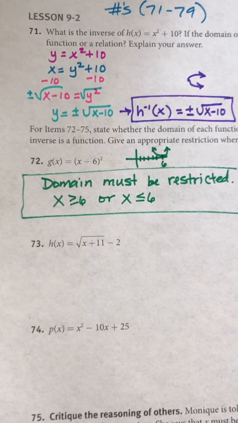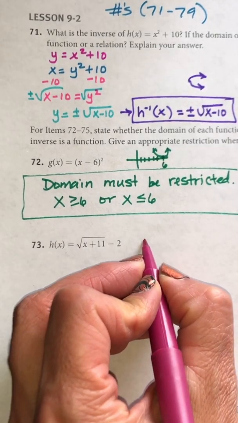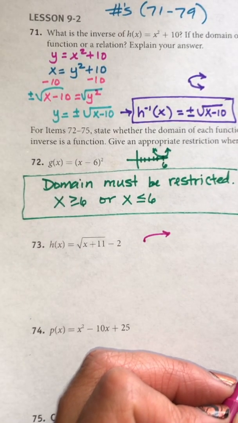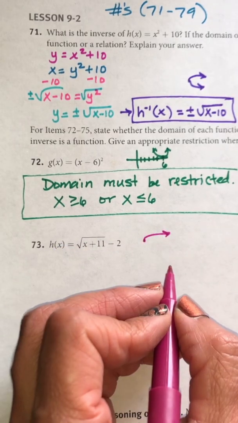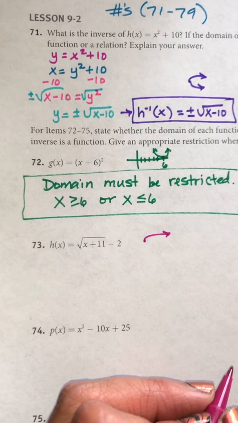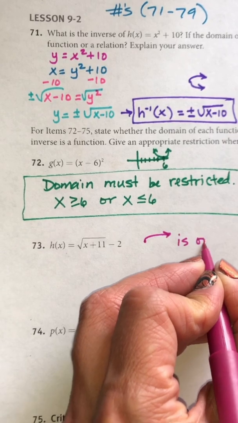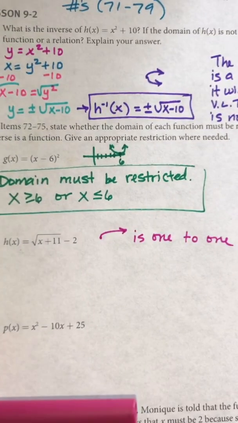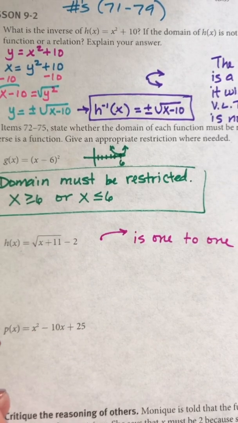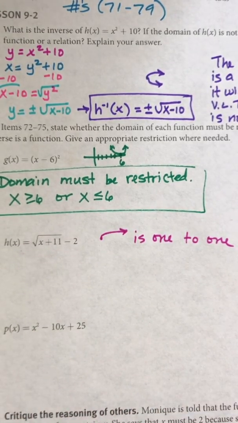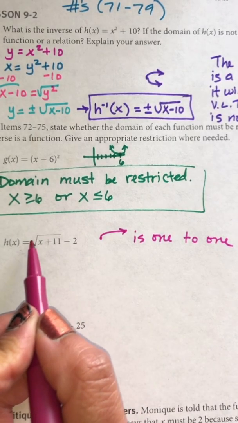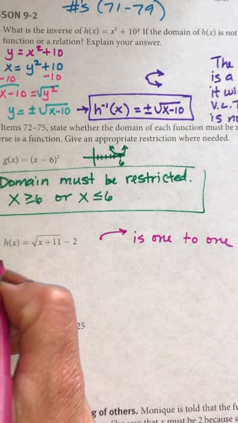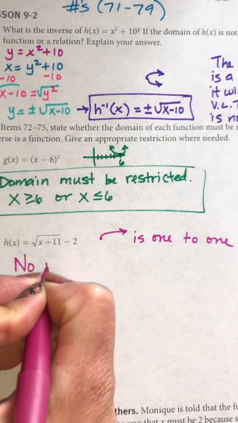H of x, number 73. H of x equals the square root of x plus 11 minus 2. This is a square root function. Okay, so that means that it's going to pass the vertical line test and the horizontal line test. So this is 1 to 1. So since it is 1 to 1, that means that I don't need to restrict anything. Its inverse will only be half of a parabola. It'll be the positive half since this is the positive square root. So there will be no restrictions necessary.